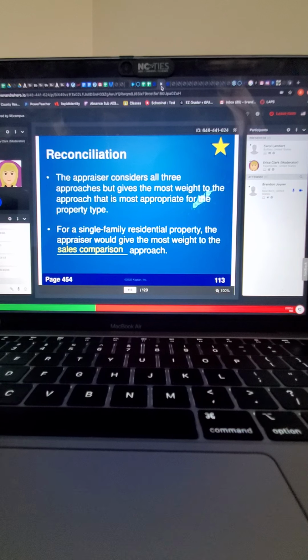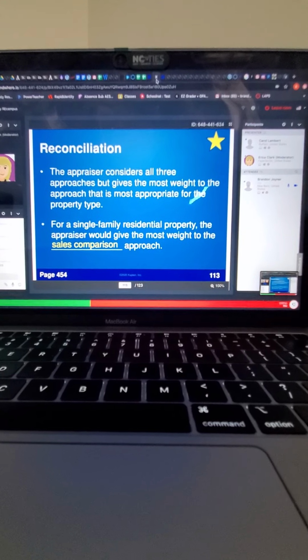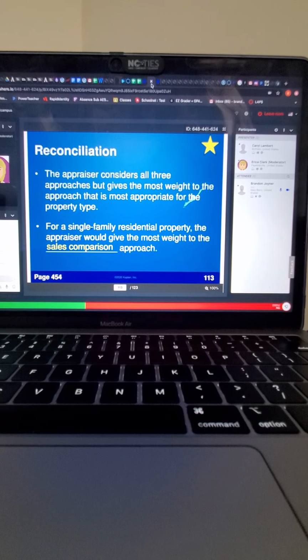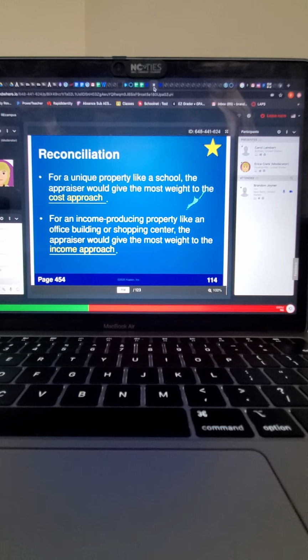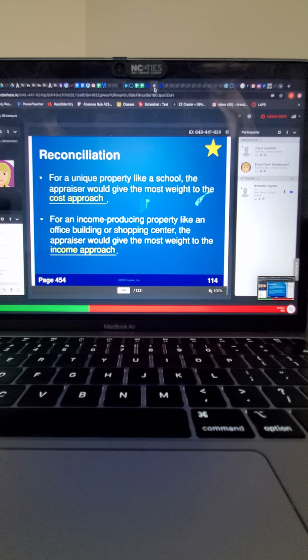Okay, so here's your breakdown. Single family residential, sales comparison approach. Unique property, cost approach. An income producing commercial property is the income capitalization approach. Everybody good with those 3? No. Cost, income.